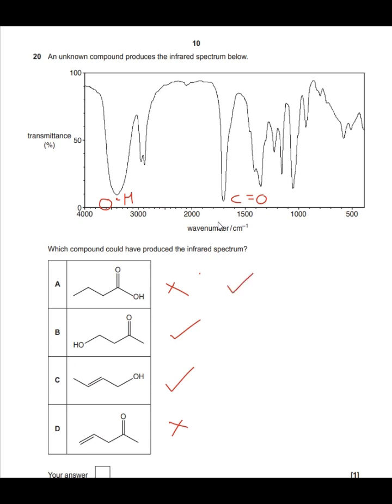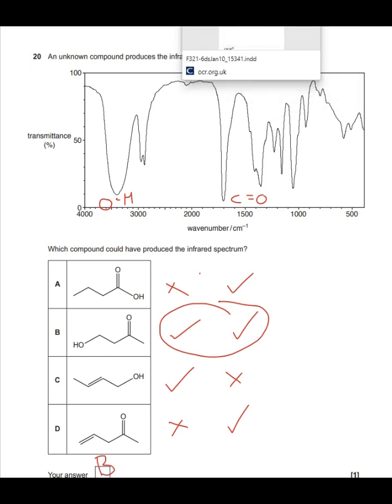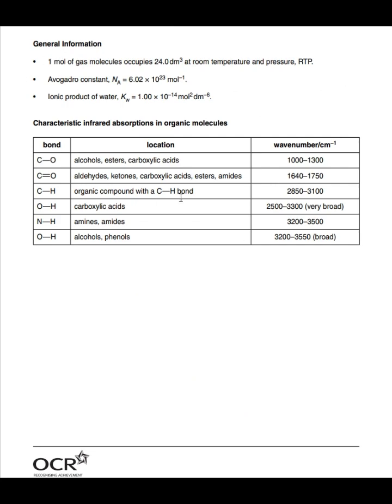So it could be this one, we've got a CO double bond there. It could be this one, we've got a CO double bond there. We don't have a CO double bond there. And it could be this one because we've got a CO double bond there. So the only one that matches for both peaks is B. So our answer for this one is B. Reminder, you will always get this data booklet in your exam, so it's worth practicing when you're going through these questions.